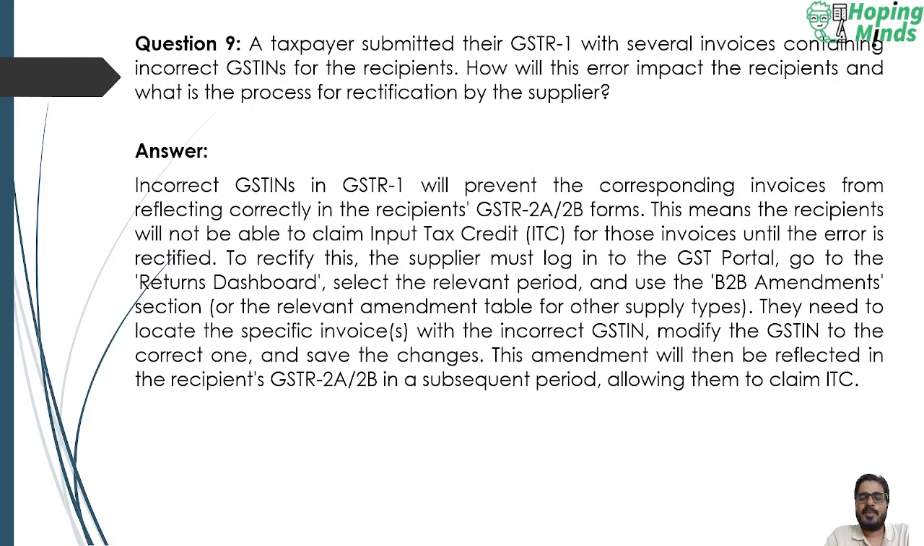A taxpayer submitted their GSTR1 with several invoices containing incorrect GSTIN for the recipient. How will this error impact the recipient, and what is the process for rectification by the supplier?